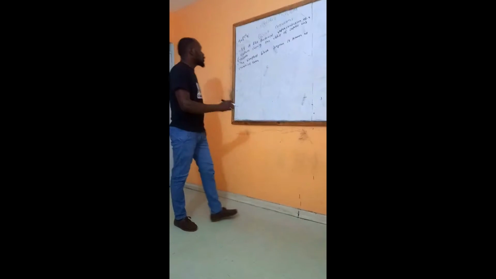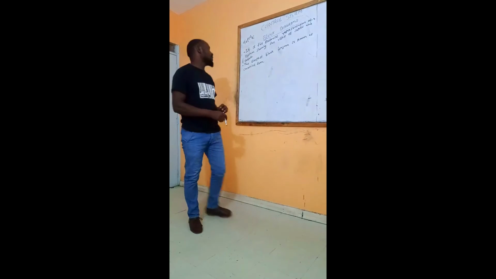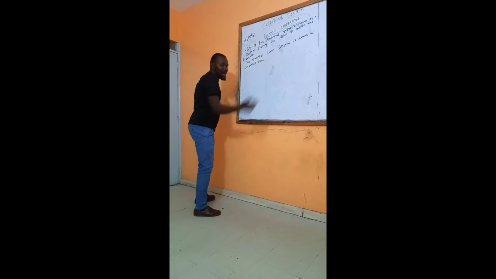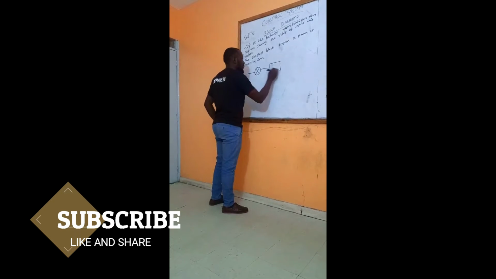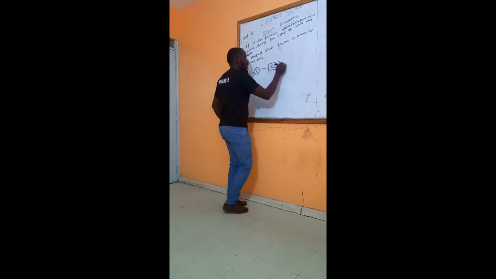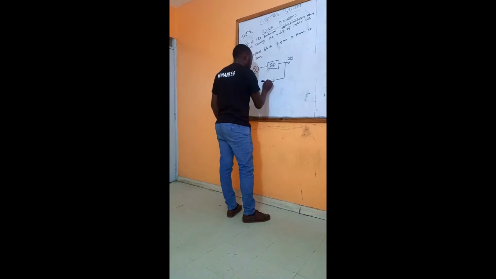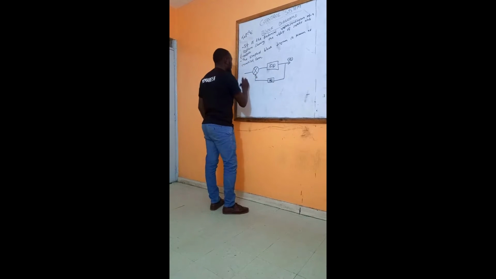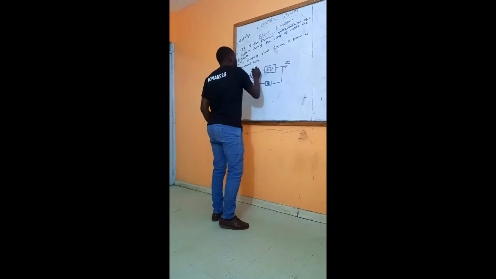A block diagram is a pictorial representation of a system showing the relationship of the input and the output. The simplest block diagram is as shown in canonical form, and the diagram is here. This is G(s), our C(s). Then we have our feedback here, let's say H. Then we have our B. This one is our R(s). Then here is E, the error.